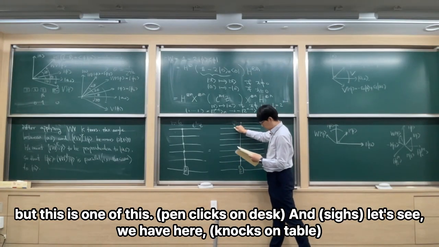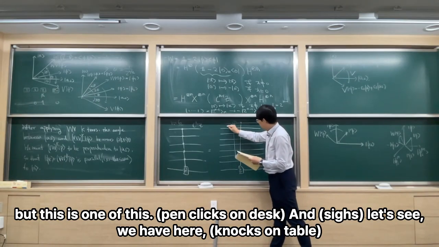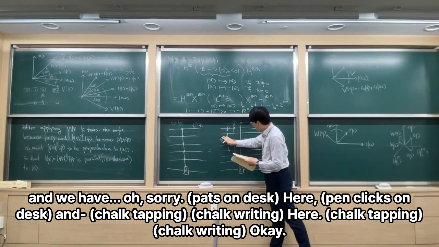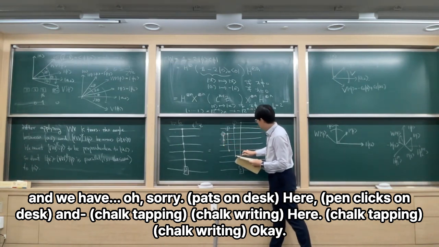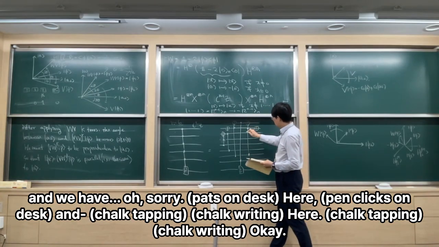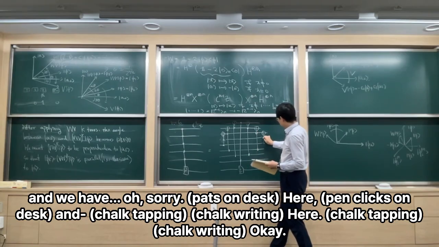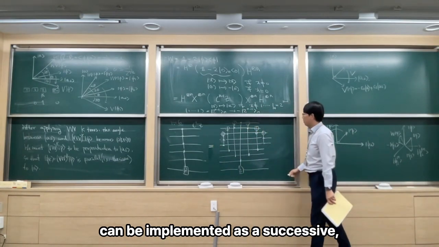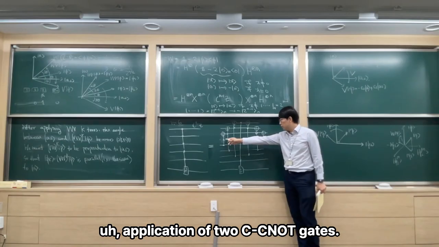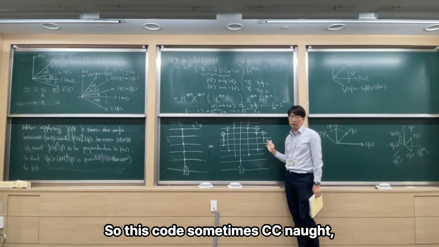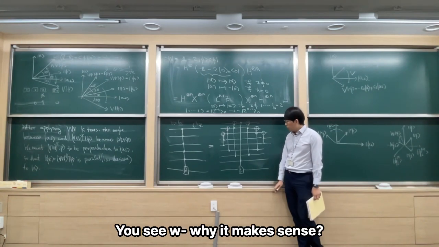And let's see. We have here, here, and here. Okay, so this multi-control gate can be implemented as a successive application of CCNOT gates. This has 2 controls. So this is sometimes called CCNOT, because we have 2 C's for the controls. You see why it makes sense?